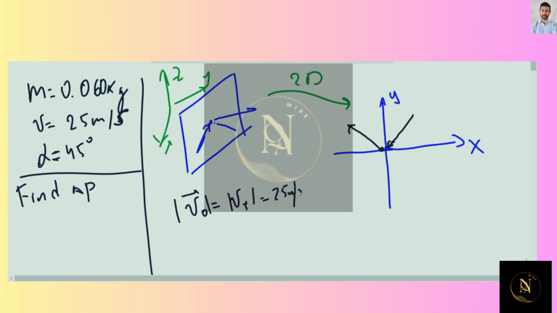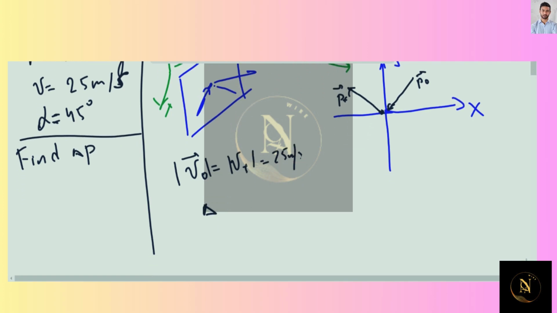So let's look at the graph more closely. This is the initial impulse of the ball, and this is the final impulse of the ball. So according to the conservation of the impulse, final impulse of the ball equals the initial impulse of the ball plus the impulse which was transferred, which was given to the ball. So here, let's show the angles. This angle is 45. This angle is also 45 degree.